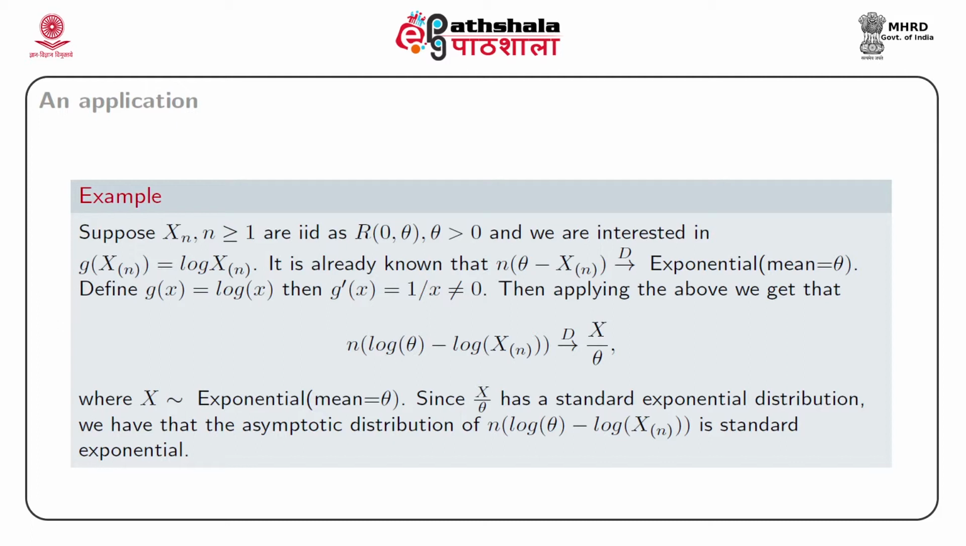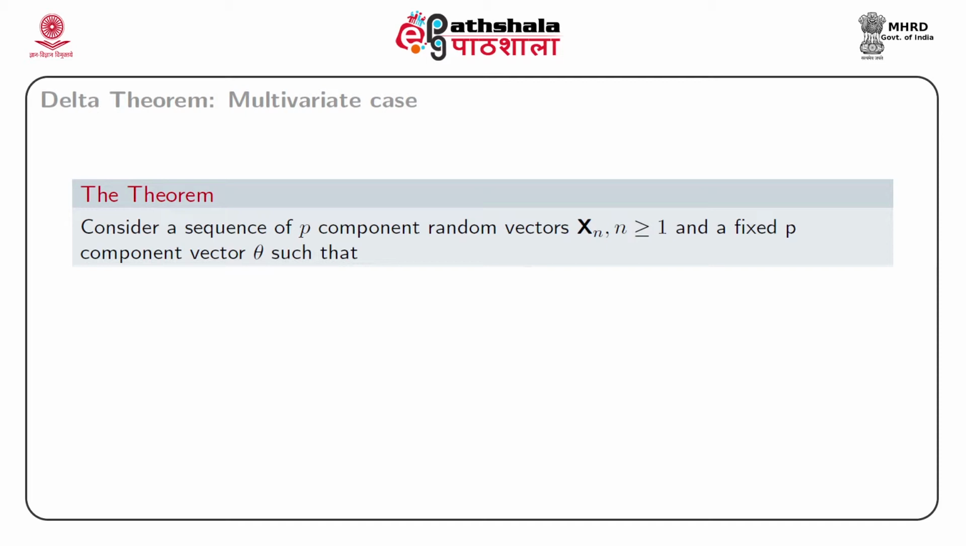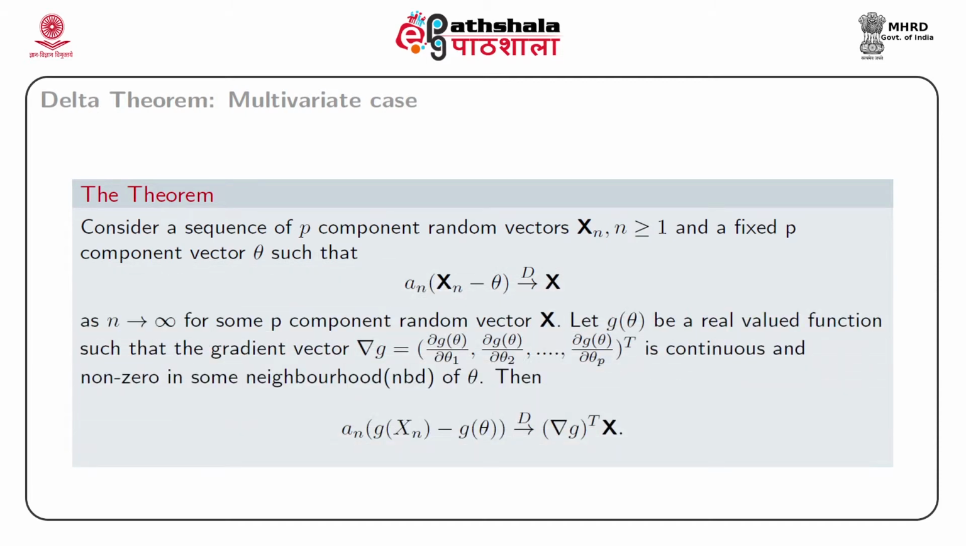So now we pass on to our next topic, which is the delta theorem for the multivariate case. Consider a sequence of p component random vectors X_n and a fixed p component vector θ such that a_n multiplied by (X_n minus θ) converges in distribution to some p component random vector X as n tends to infinity.